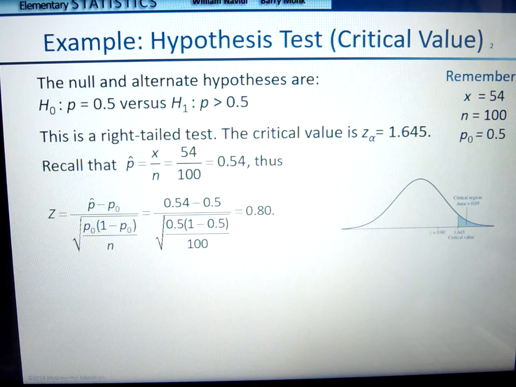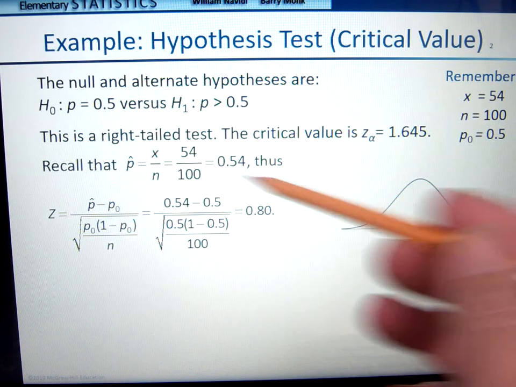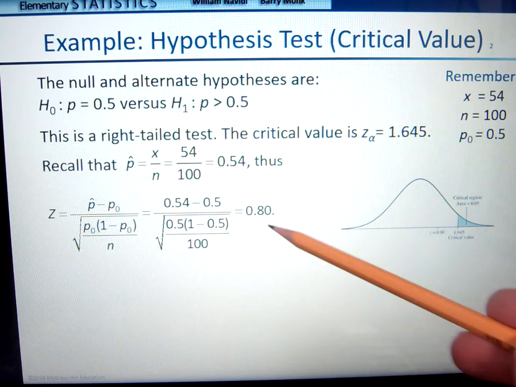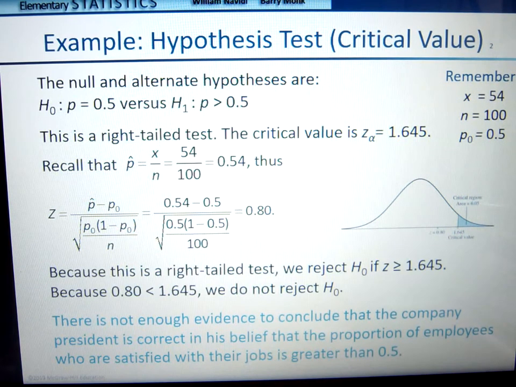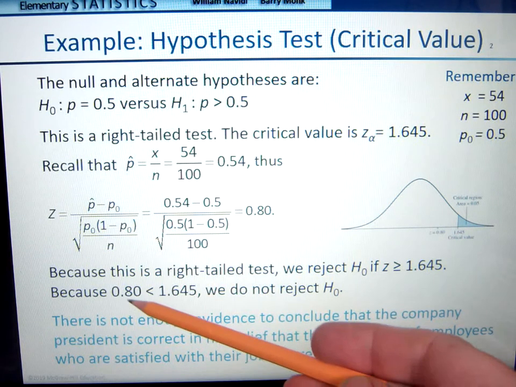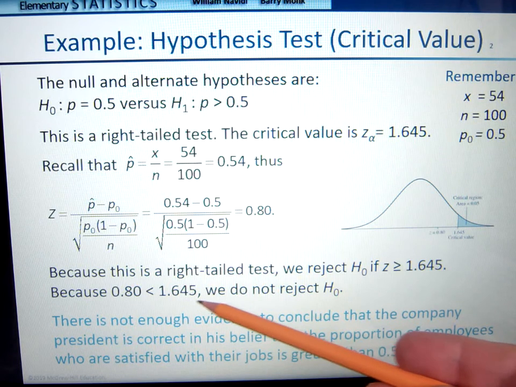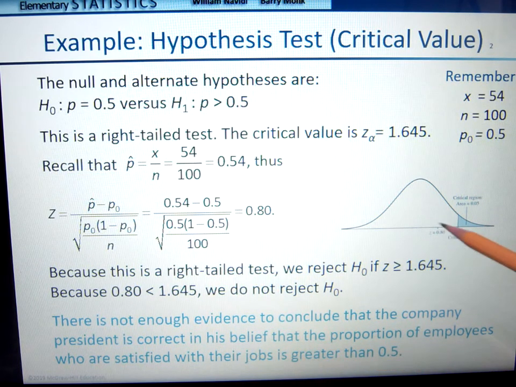Here we have our null and alternate hypotheses. It's a right-tailed test, so the critical value is 1.645. Then we recall that we're going to take our 54 divided by our 100 sample, and plug everything in for our z value. This is a right-tailed test, so we reject the null hypothesis if z is greater than 1.645. Because 0.8 is smaller than 1.645, we are not going to reject it. See, it falls right here. So he can't really say that more than 50% of his employees are satisfied with their job, even though the one sample that he took had 54%.